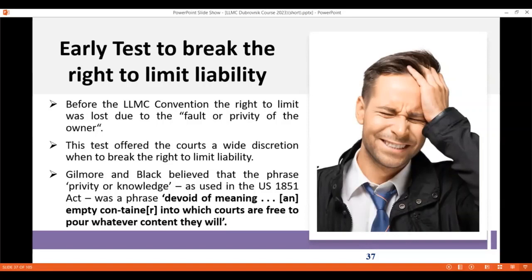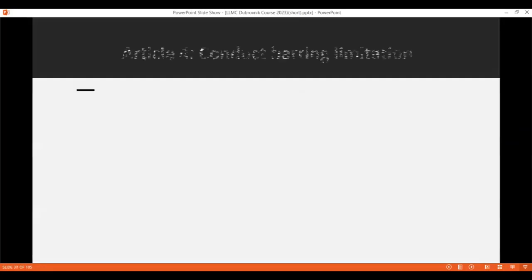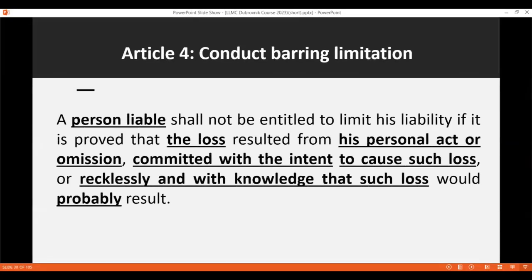So Gilmore and Black, two prominent American writers, said that the phrase was devoid of meaning, an empty container into which courts are free to pour whatever content they will. It was useless, basically.